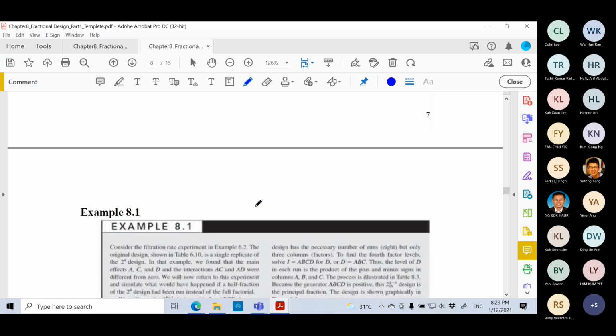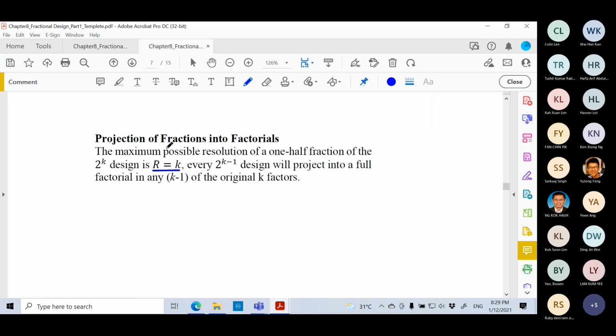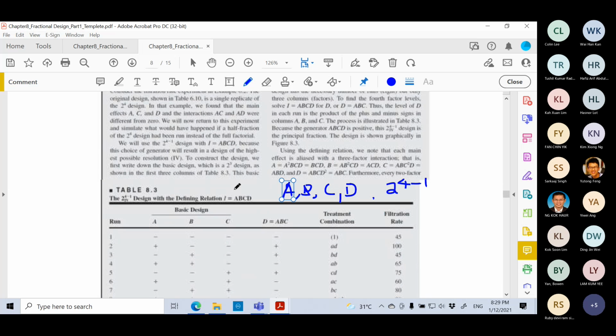But just now I have mentioned it here. The highest resolution will be equal to the k factor here. So for two to the power of k, the resolution will be R equal to k. So in this case, if you study the 4 factor, the highest resolution is equal to resolution 4. Of course, if you don't want to choose resolution 4, then you can choose resolution 3.